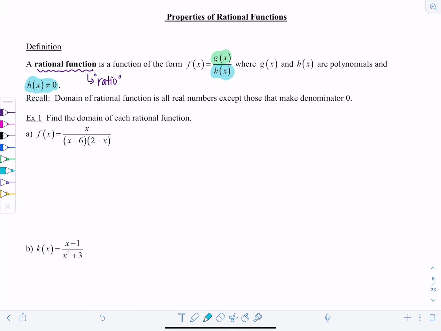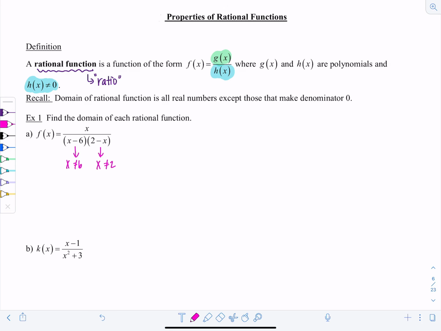So first we're going to practice identifying the domain for different rational functions. And we're kicking it off with example 1a, f of x equals x over x minus 6 times 2 minus x. So pay no heed to the numerator. When you're trying to figure out the domain, just look at the denominator. Remember, we don't want the denominator to be 0, which means x cannot be positive 6 and x cannot be 2.